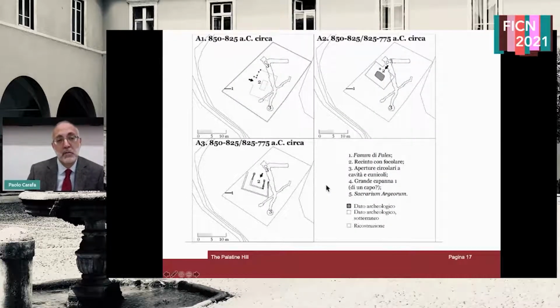The archaeological information here is very relevant. We can follow the changing shape of this sanctuary. The fireplace in here always stays here and is always surrounded by a fence, changing the layout more or less.